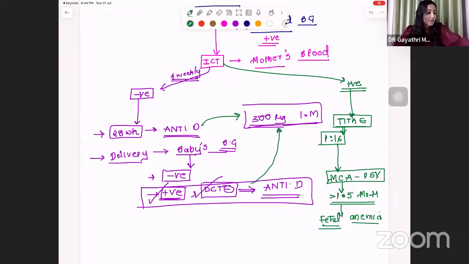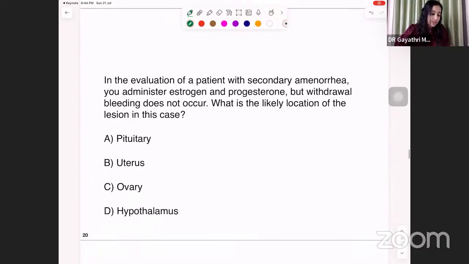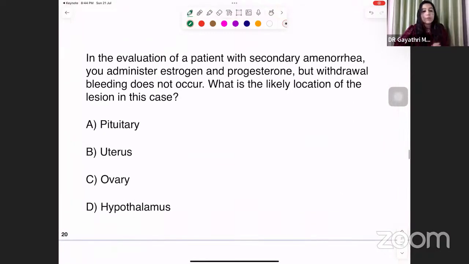All right. Okay, so moving to the next question. In the evaluation of a patient with secondary amenorrhea, you administered estrogen and progesterone, but the withdrawal bleeding does not occur. So what's the likely location of the lesion in this case?